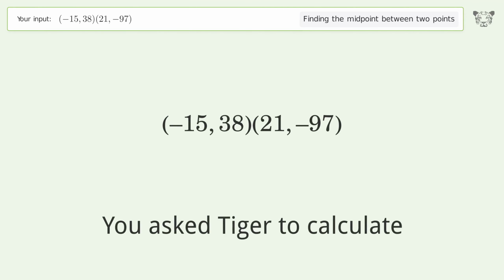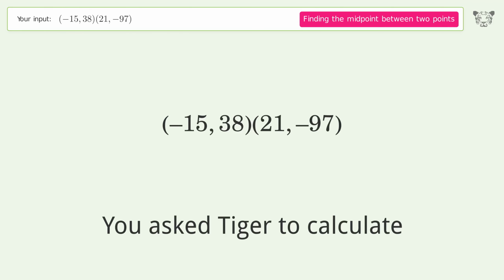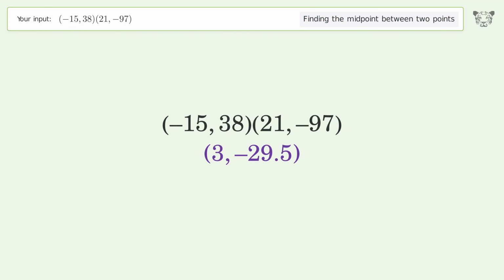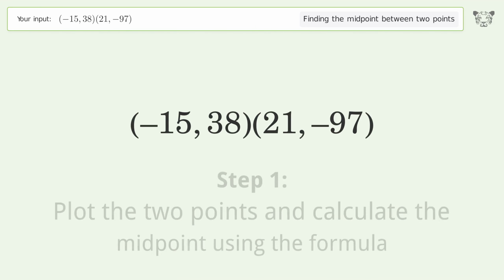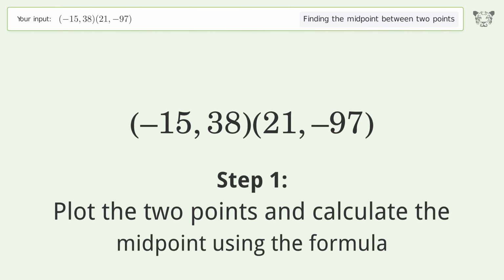You ask Tiger to calculate. This deals with finding the midpoint between 2 points. The midpoint between the 2 points is 3, -29.5. Let's solve it step by step. Plot the 2 points and calculate the midpoint using the formula.